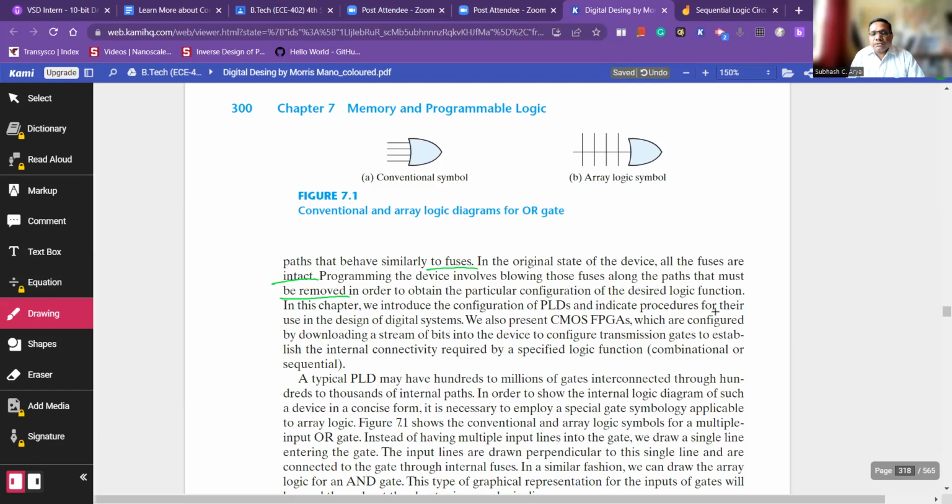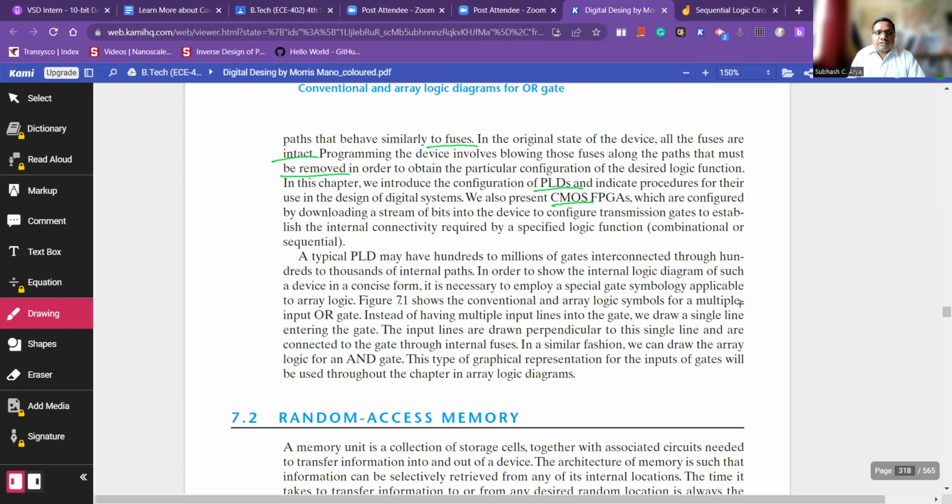In this chapter, we introduce the configuration of PLDs and indicate procedures for their use in the design of digital systems. We also present CMOS FPGAs, which are configured by downloading a stream of bits into the device to configure transmission gates to establish the internal connectivity required by a specified logic function, combinational or sequential. Now, a typical PLD may have hundreds to millions of gates interconnected through hundreds to thousands of internal paths.